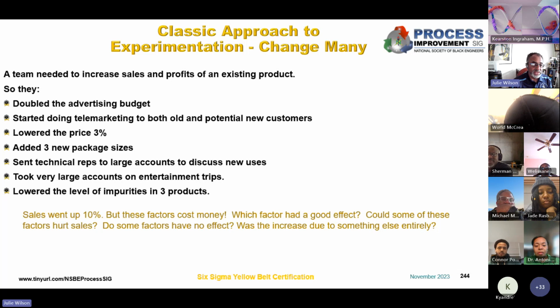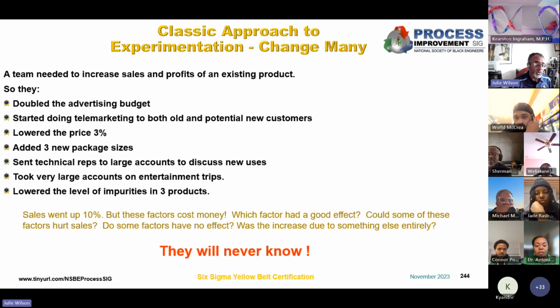So the question is, of these 7 things that they did, which ones had a good effect? Did some of these actually hurt sales? Did some of these factors have no effect? Or was the increase in sales totally due to something else? The thing is, they'll never know because of the way that they went about implementing the changes. So there's a risk in changing multiple things at once.